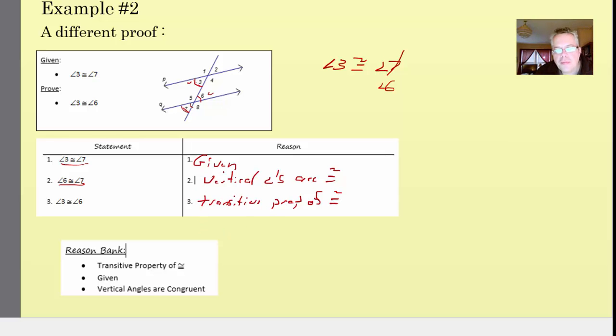So there's a transitive property of equality, which we talked about in class. There's a transitive property of congruence. It just makes sense. 3 is congruent to 7. 6 is congruent to 7. Well, 3 and 6 are congruent to each other. That was it. Like I said, it's getting familiar with the reasons. Transitive property. When I put one thing in for another, that's substitution, etc.